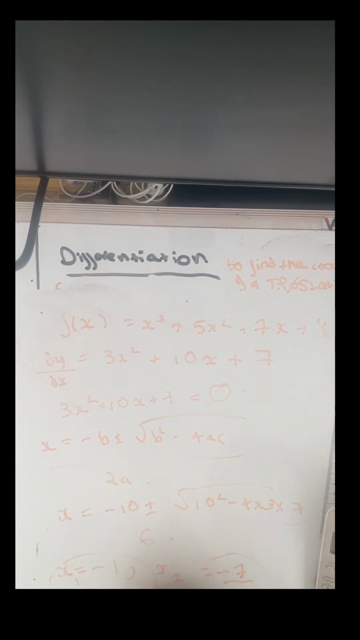And then if we plug these into our original equation, you get -1 cubed plus 5 lots of -1 squared plus 7 lots of -1 plus 8. You get 5. And then let's plug in the second one. You get some really nasty number of like 167 over 27. It's not going to be a proper question that you get, but it was just to show you an example of how you would do it with a cubic.